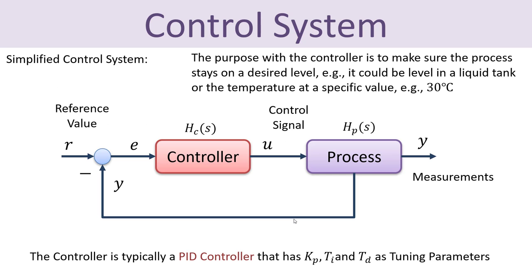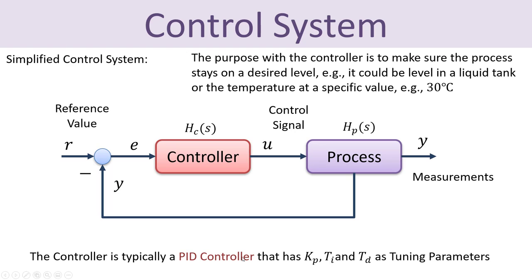Here you can see a simplified control system with only the process and the controller. So all control systems need to have these two components, namely the process and the controller that controls the process. And as mentioned, the purpose with the controller is to make sure that the process stays on a desired level. It could be a level in a liquid tank or water tank, or the temperature at a specific level, for instance 30 degrees Celsius. And typically we will use a PID controller to control the process.